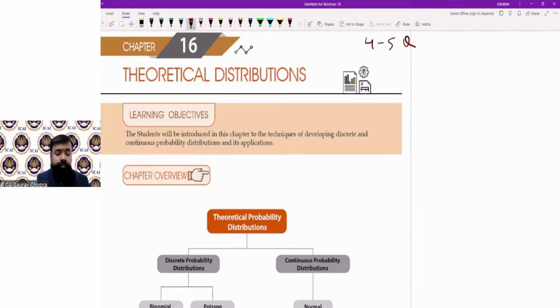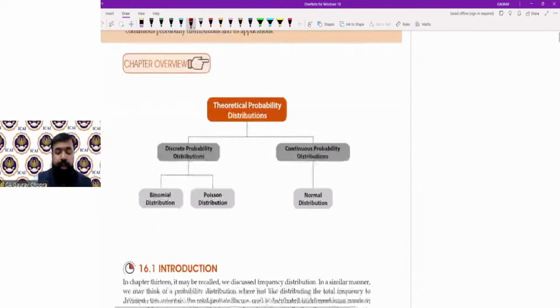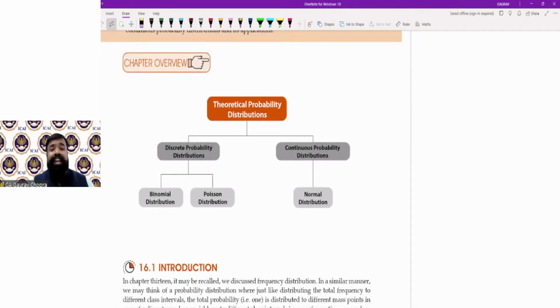So this chapter is theoretical distribution, also known as probability distribution. This chapter is basically the extension of the chapter probability. Probability का ये extension है. So mainly we divide this chapter into 2 portions. The first portion is known as discrete probability distribution, and the second one is continuous probability distribution. One is discrete, other is continuous.